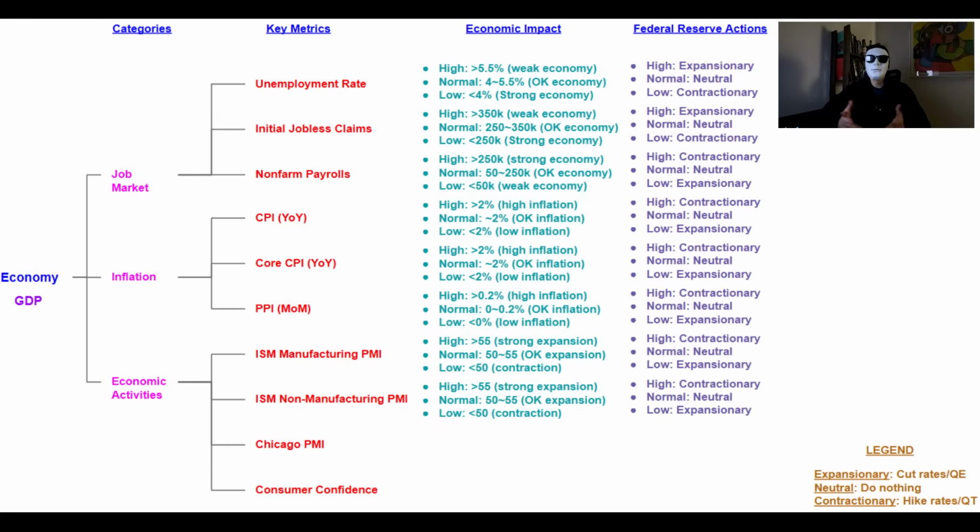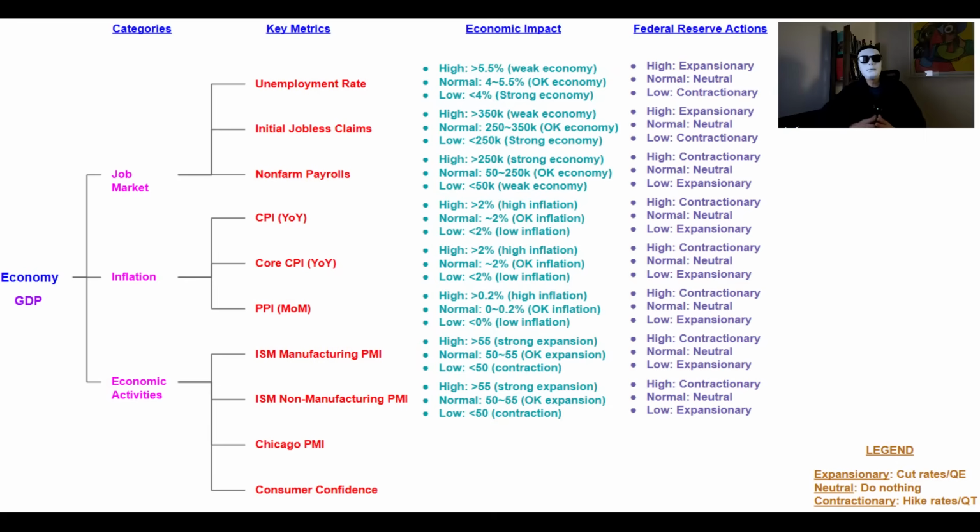Okay, moving on to Chicago PMI. Now, while this metric is very similar to the manufacturing PMI, this metric focuses on the activities in the Midwest region. Now, the reason we look at this is because, number one, Chicago is a manufacturing hub in the US, which many companies supply products nationwide.